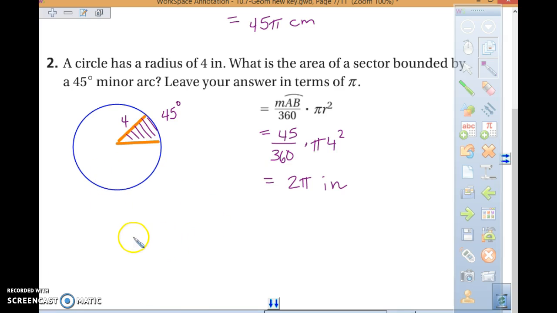This concludes my video on area of a sector of a circle and arc length.